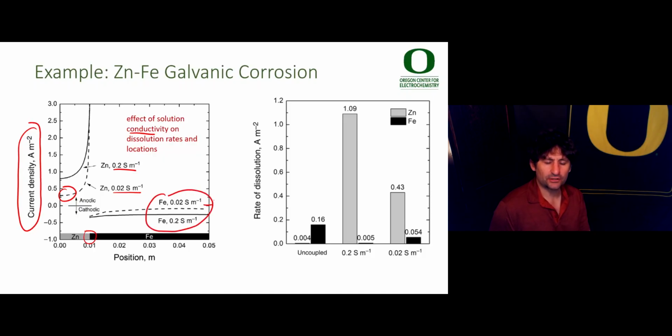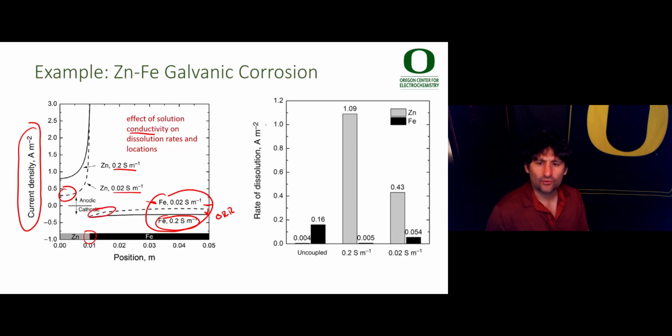Notice this current is all negative, so this is ORR current. And you see the same thing. When you have the high concentration electrolyte, it's more conductive. You get more ORR current far away from the interface, whereas if you're in the low conductivity electrolyte, it all occurs right at the interface.